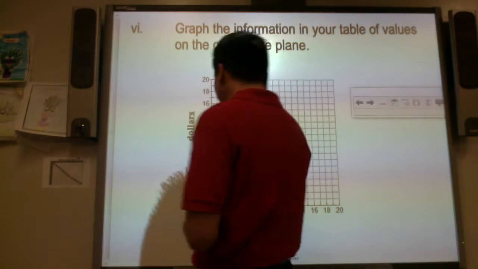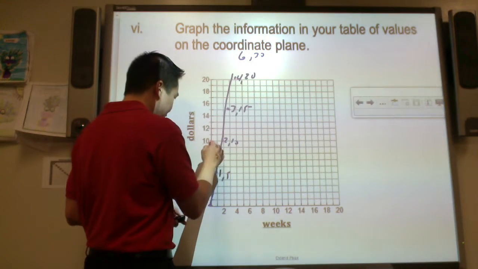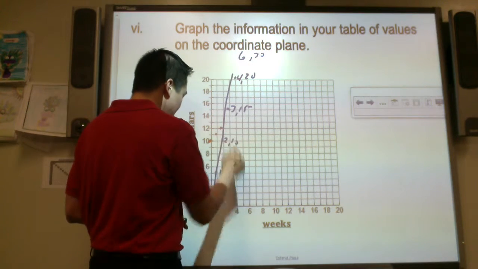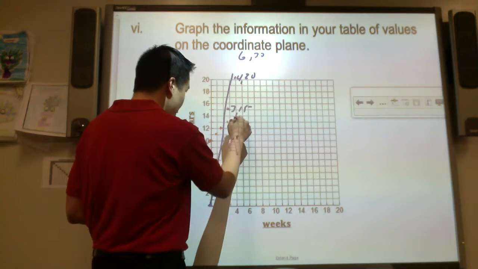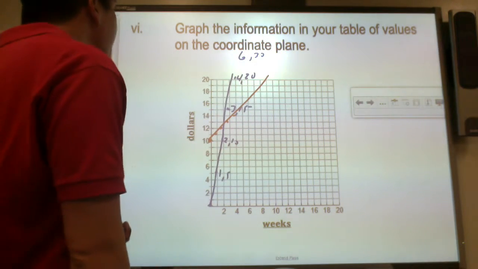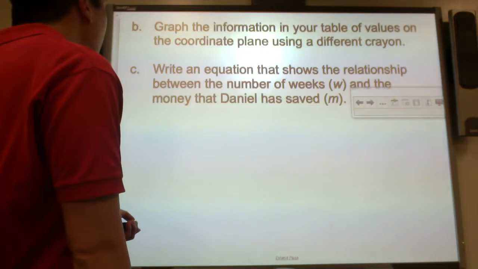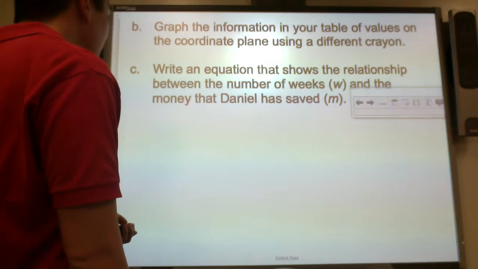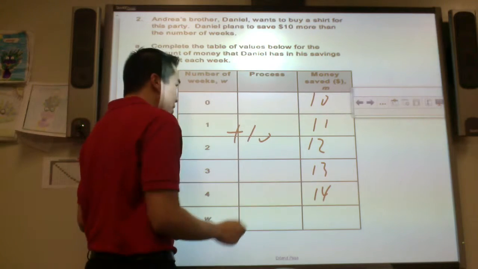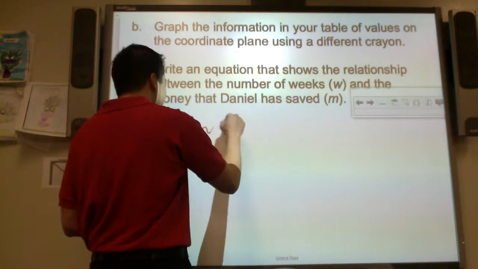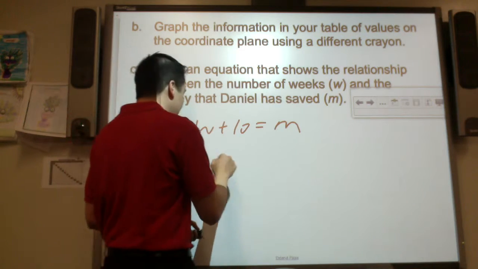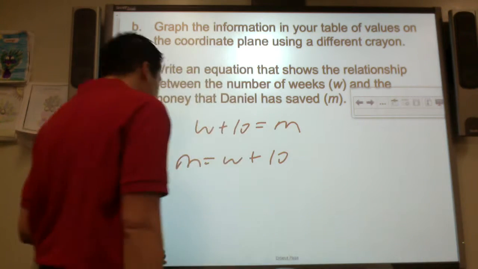So in 0 weeks, he saves $10. 1 week, he saves 11. 2 weeks, 12. 3 weeks, 13. 4 weeks, 14. So this line, on the other hand, goes like this. Write an equation that shows the relationship between the number of weeks and the money. So you're adding 10 to the number of weeks, and it equals the money he makes, or M equals W plus 10.